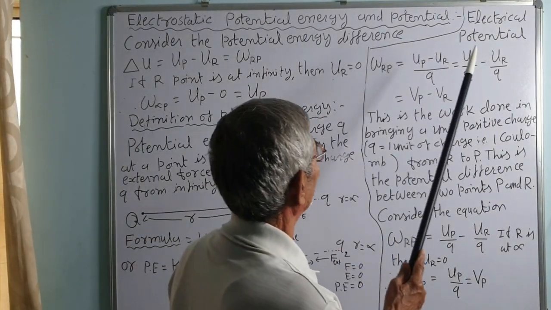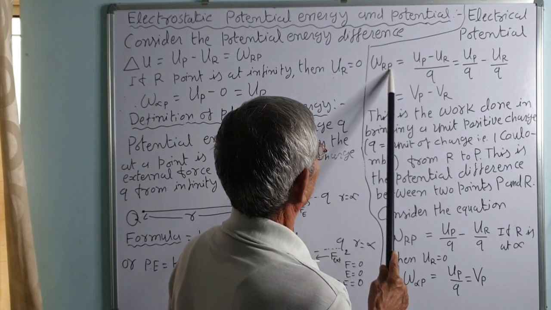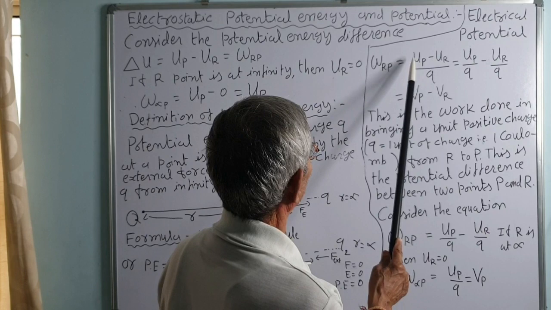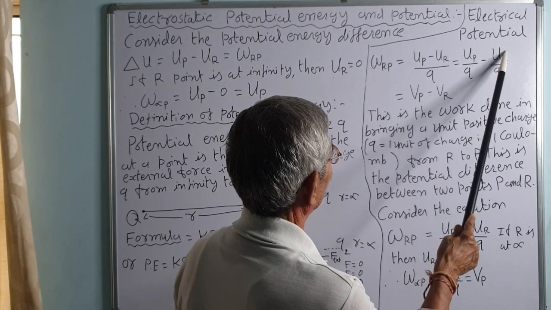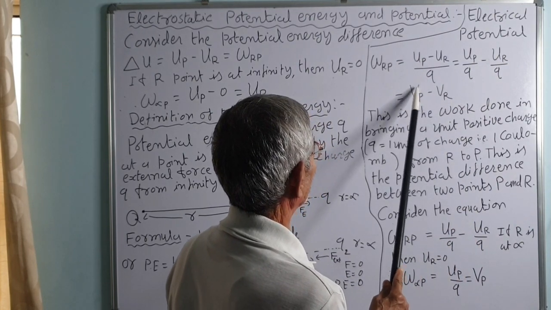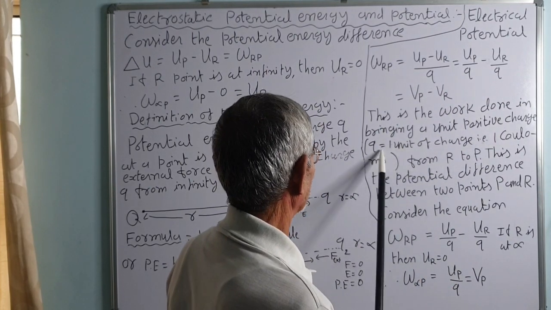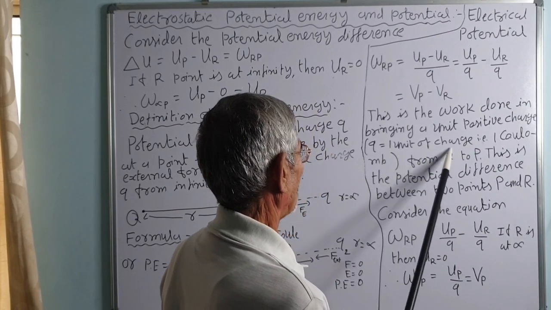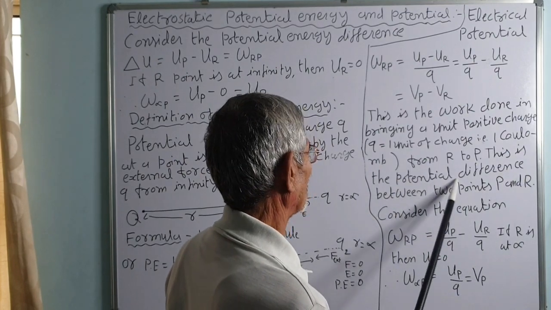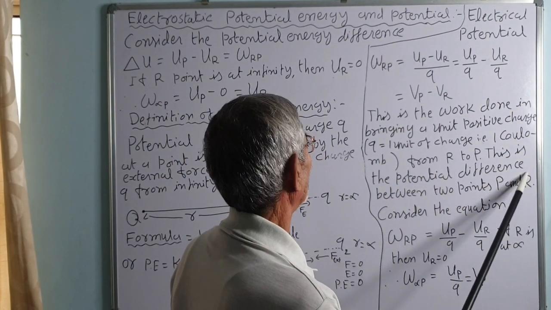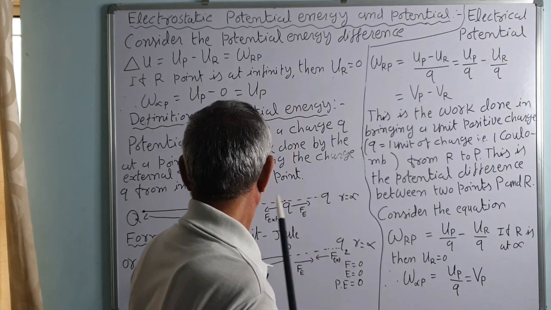Now, we will switch over from potential energy to potential, correct? The work done in bringing the test charge Q from R to P is equal to UP minus UR upon Q, that is equal to UP upon Q minus UR upon Q. This is the potential at P minus the potential at R. This is the work done in bringing a unit positive charge, Q equal to 1 coulomb, from R to P. This is the potential difference, not potential, the potential difference between the 2 points P and R. Vp minus Vr is the potential difference between 2 points.